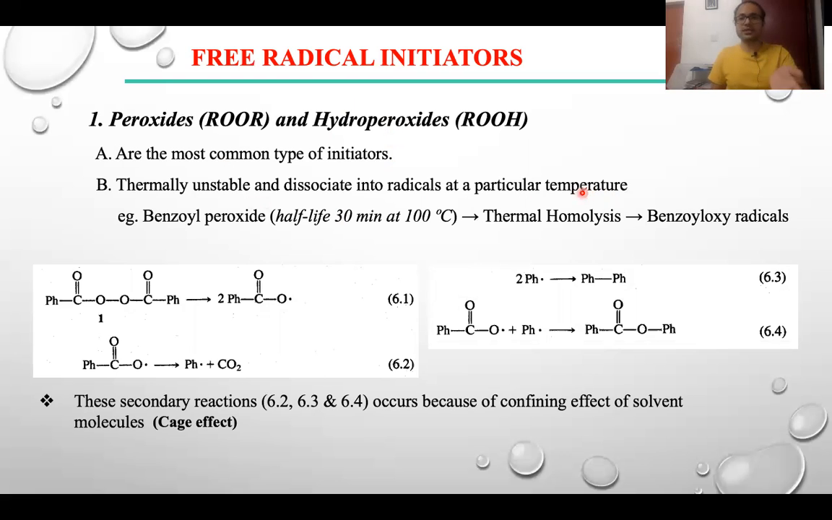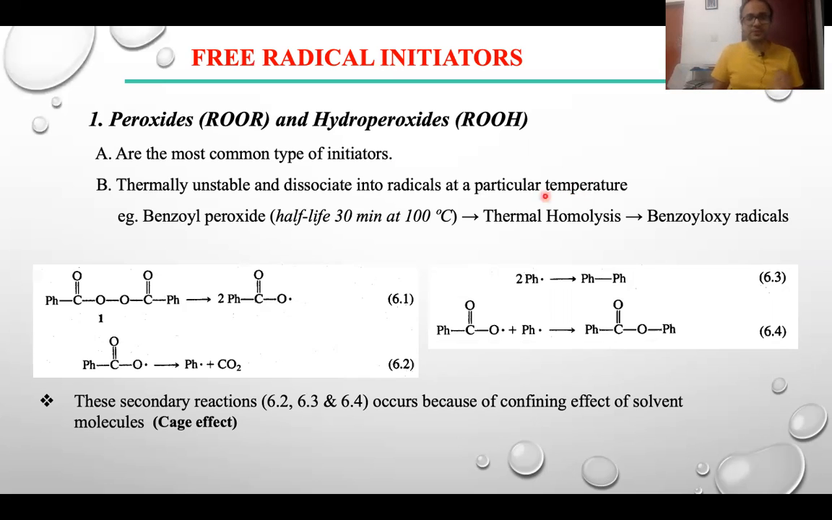Now, this doesn't mean that the peroxide just decomposes into radicals on its own, otherwise it would be of no use. You require a specific temperature at which the peroxide dissociates into radicals. The peroxides we use for free radical polymerization are stable at room temperature. They only start to decompose at a slightly higher temperature.